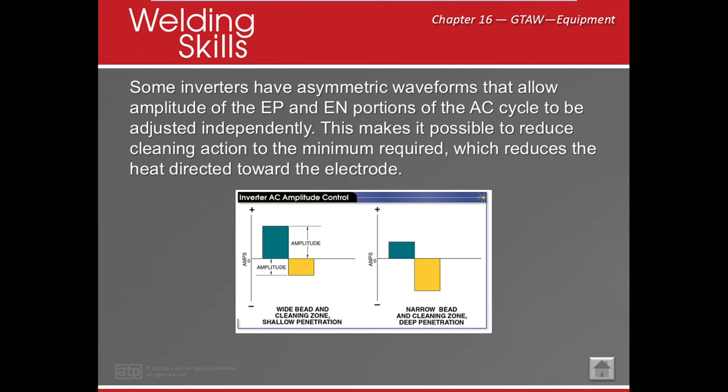And okay, so we know that electrode positive cleans, right? And electrode negative is penetration. So if I give it more negative, I'm going to have more penetration. Or if I'm running thinner material, I might need less penetration because I don't want to burn through the material. It's really kind of cool because you guys get to change this.